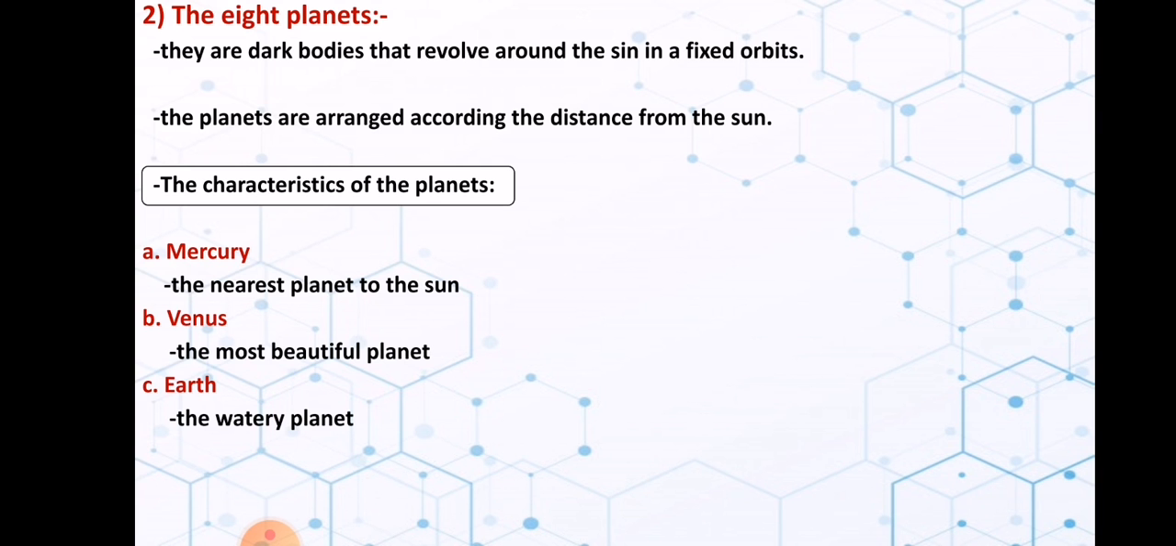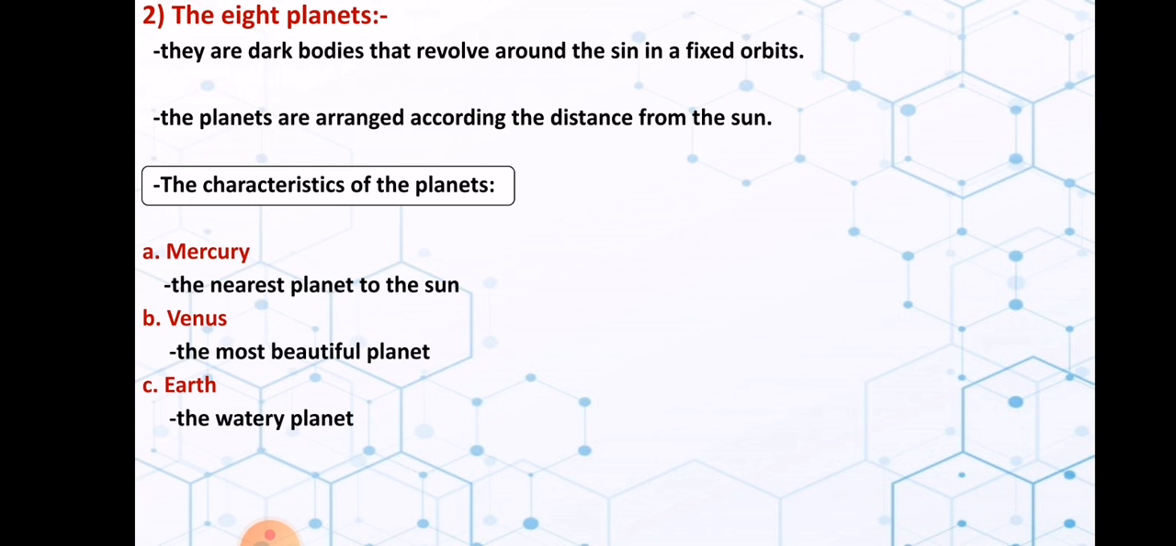It's called by this name because it is the only planet which is occupied with water. So they may ask you to give a reason: Earth is called the watery planet. Why is the Earth called by this name? We will say because the Earth is the only planet which is occupied by water.